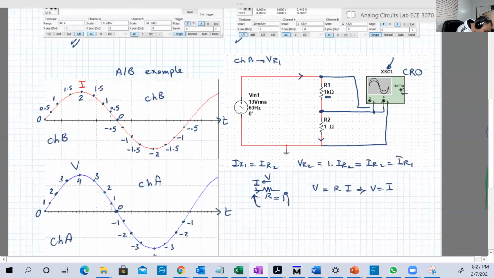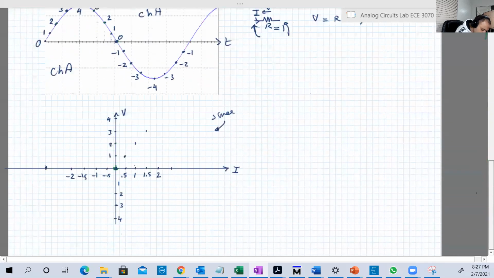When I is 2, V is 4. I is 2, V is 4. And you can just draw it like this. Here are the points again. This is what the oscilloscope will show.